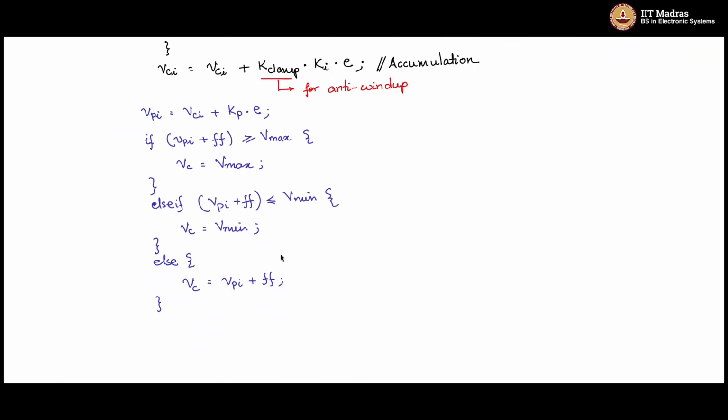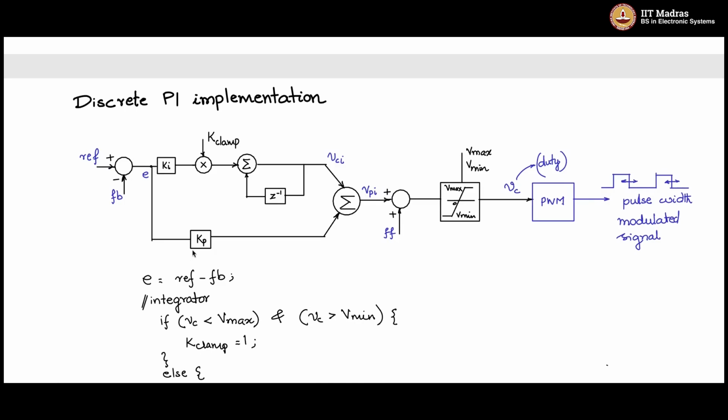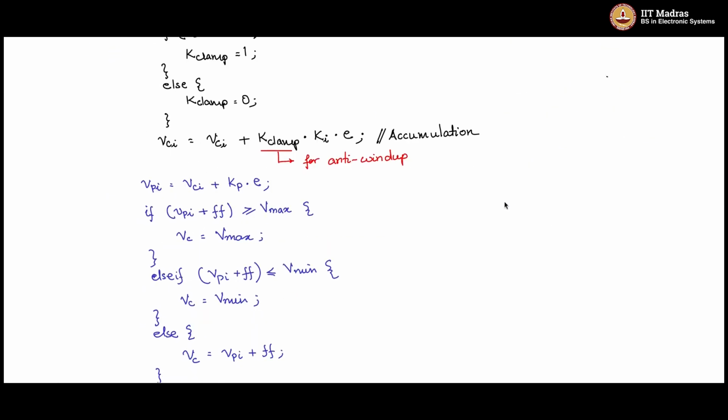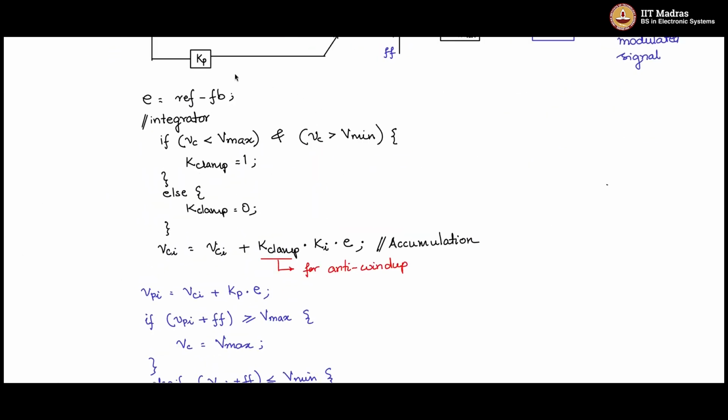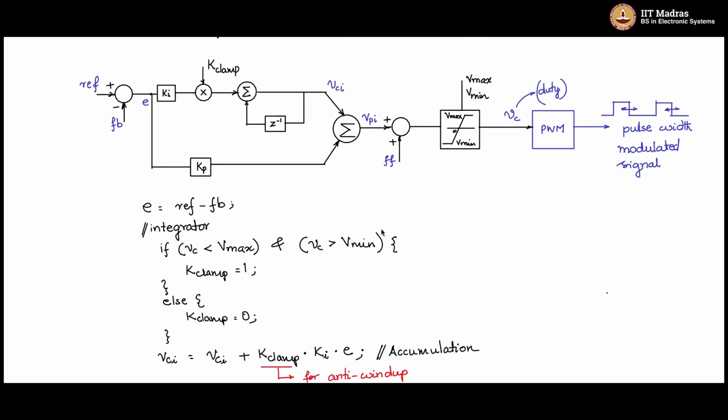So this entire algorithm is the control algorithm where input is E and output is VC. So VC is what is returned. So make this whole thing into a function and call it in the ISR routine as a control function.